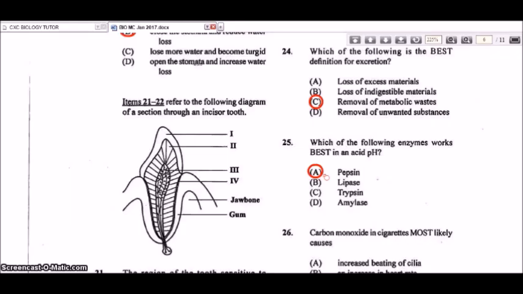So we know lipase speeds up the breakdown of lipids to fatty acids and glycerol. Trypsin is another protein enzyme, but it likes the neutral to alkaline pH. And then amylase is the enzyme that converts starch into maltose. So pepsin is the correct answer, A.